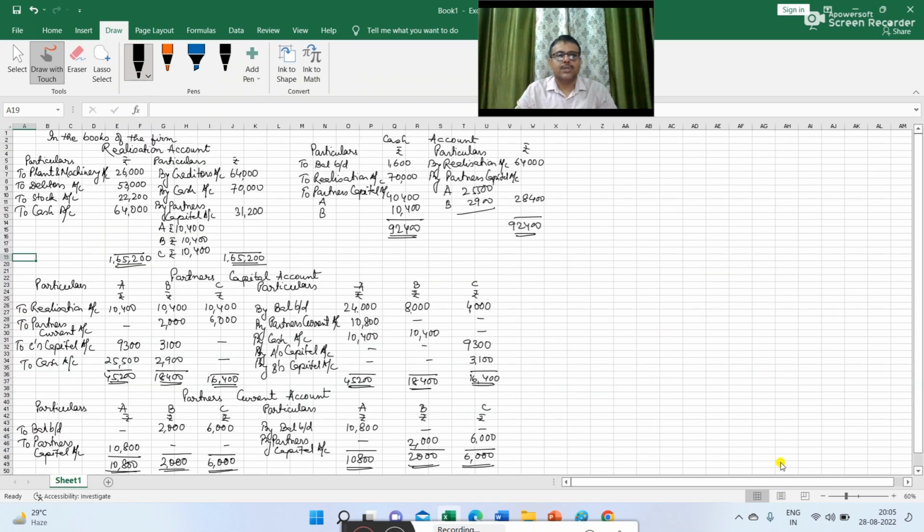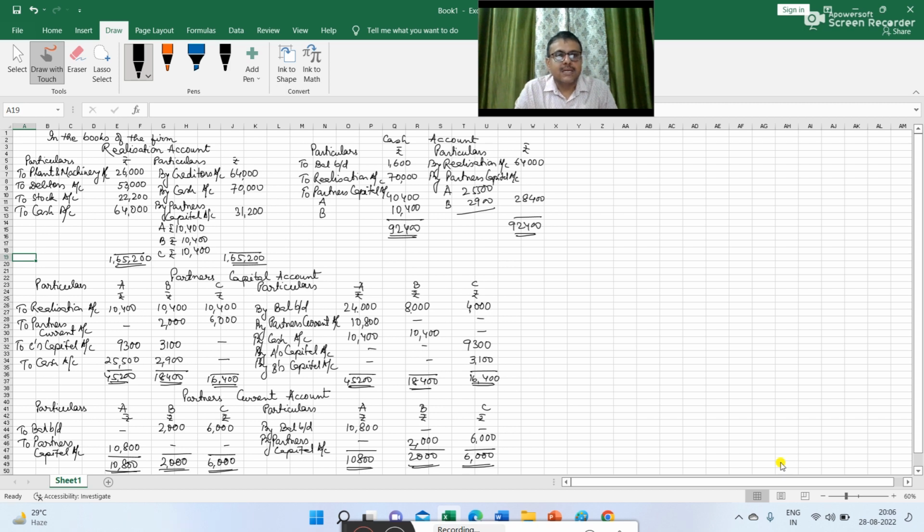So you can see the entire solution in one screen. We have prepared four ledgers: the realization account, cash account, partners' capital account, and partners' current account. First of all, we have transferred the assets appearing in the balance sheet to the realization account, and the liability also to the realization account, that is here only the balance of creditors. So realization account debit to plant and machinery 26,000, debtors 53,000, stock 22,200, and creditors account debit to realization 64,000. The balance of capital and partners' current account we have recorded in the partners' capital account and partners' current account, and the balance of cash 1,600 has been recorded in the cash ledger.